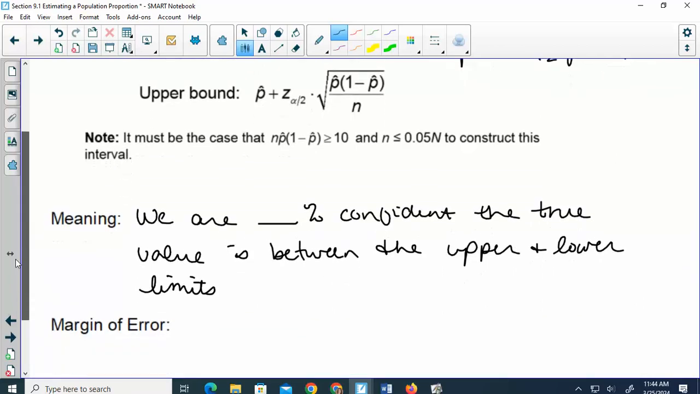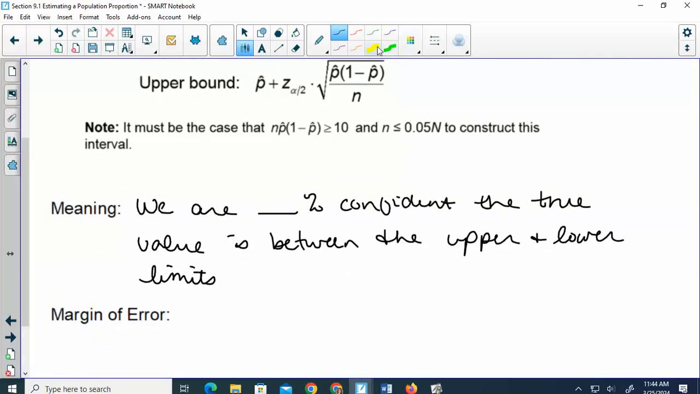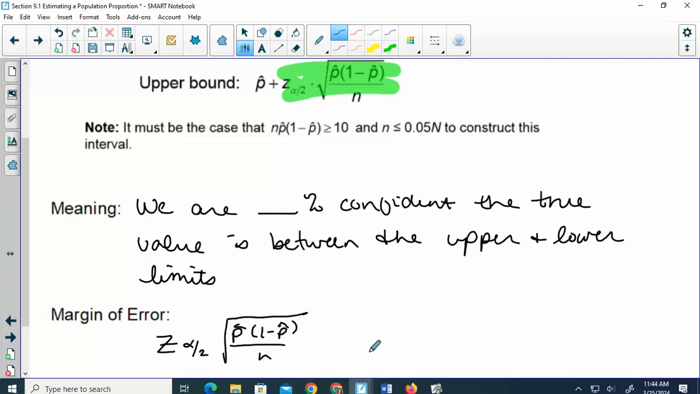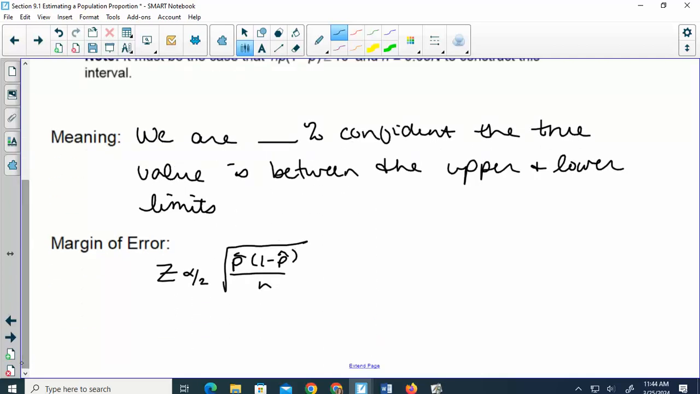Okay, I told you we're essentially adding a margin of error each time, so this expression that you're adding and subtracting, that's referred to as the error. So we do the z alpha over 2 times the square root of p-hat times 1 minus p-hat over n. Where have we seen the square root of p times 1 minus p over n before? Standard deviation for those, except in this case we're using the p-hat instead of the p value.